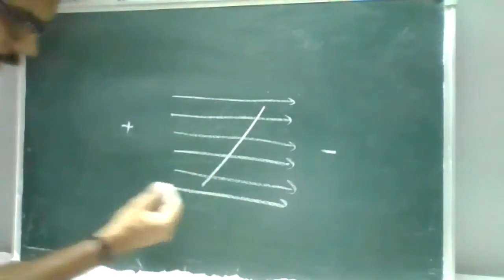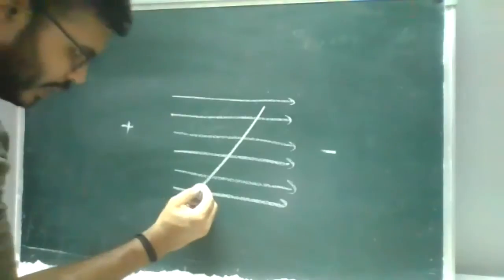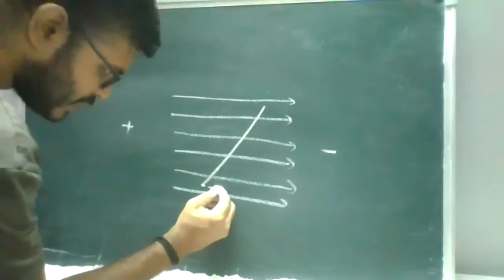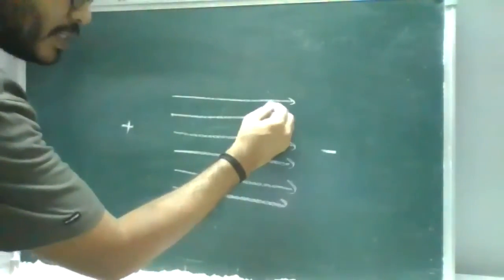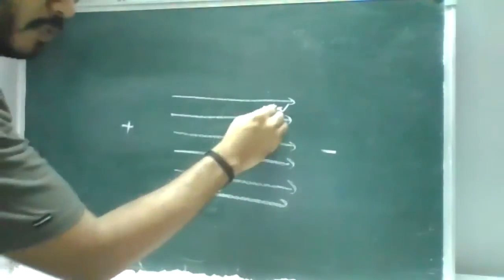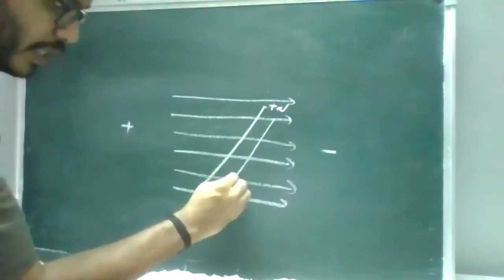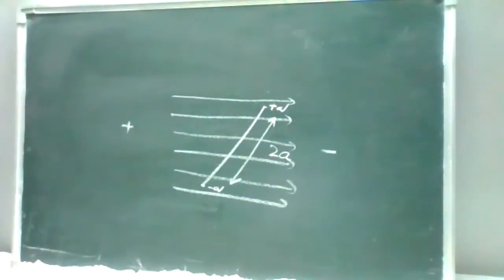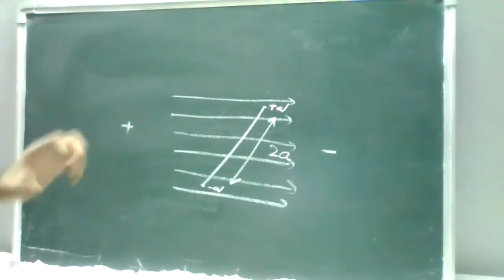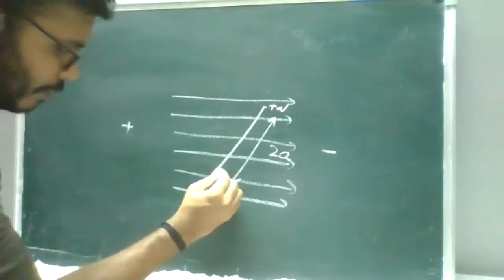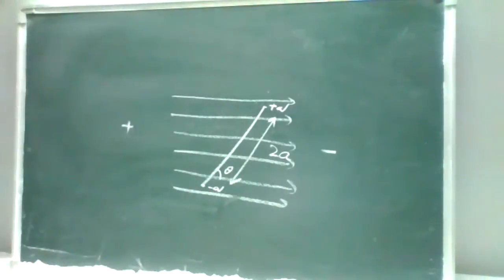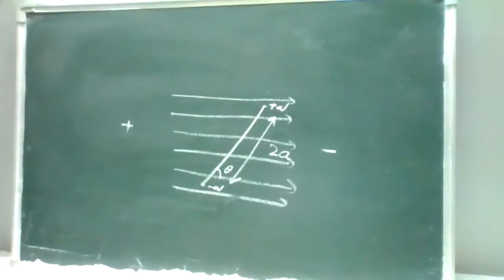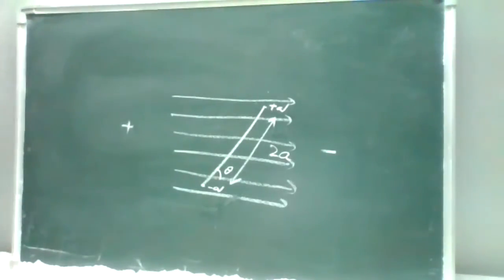In the dipole, here the charge is minus q, and here the point is plus q. The distance between the two charges is nothing but your 2a. I'm placing this dipole making an angle theta with respect to the electric field. Now we'll see one by one.